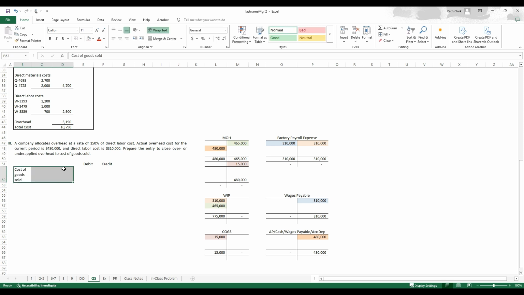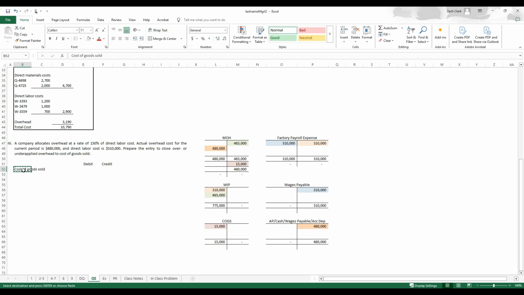Why is that? Oh, it's wrapping the text. So I don't want that. Okay. Take the text wrapping off, then it allows you to move it over there a little bit. Okay, so we debited cost of goods sold, and we are crediting manufacturing overhead.